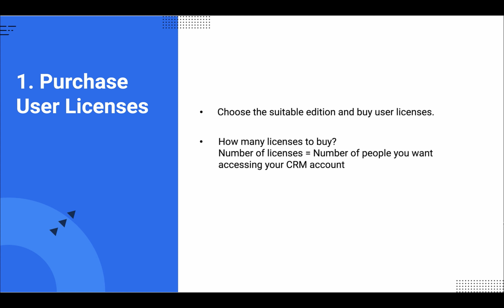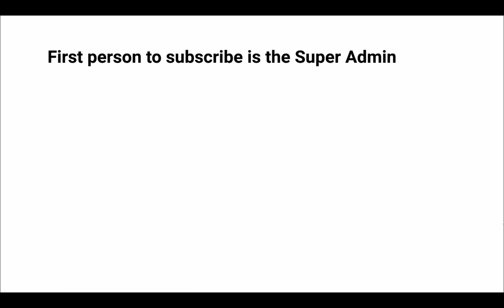As I already mentioned, the number of licenses is equal to the number of people you want accessing your CRM account. If it's 5, then 5 user licenses. If it's 500, it's 500 licenses. The first person to subscribe is the super admin of the account. Let's say I subscribe to Zoho CRM for my entire team. Then I become the super administrator by default.